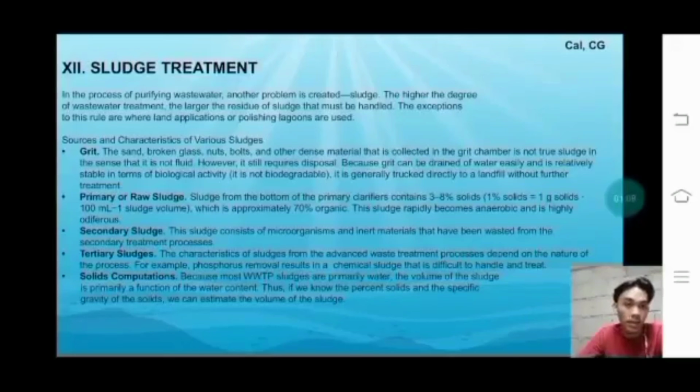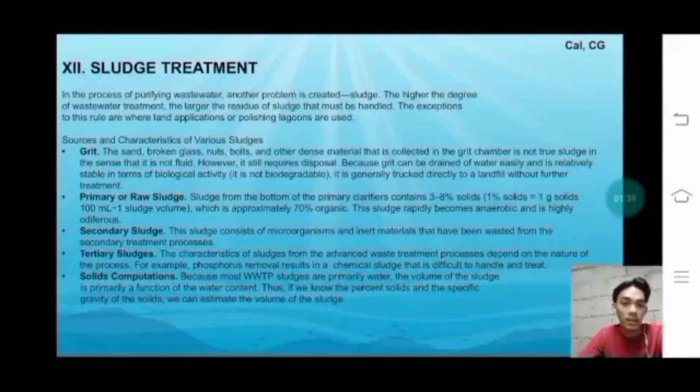Next is the secondary sludge. This sludge consists of microorganisms and inert materials that have been wasted from the secondary treatment processes. Next is the tertiary sludges. The characteristics of the sludges from the advanced wastewater treatment processes depend on the nature of the processes. For example, phosphorus removal results in chemical sludge that is difficult to handle and treat.